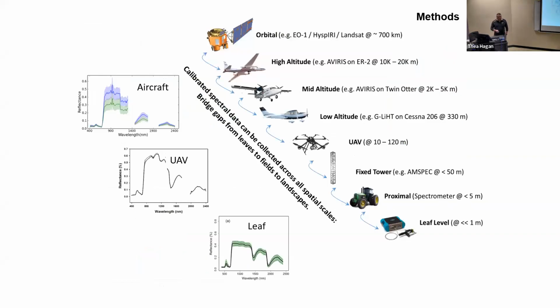And what this allows us to do is to ask a number of different questions. If we can calibrate spectral data from the leaf to the aircraft, or even downward from aircraft or UAVs to leaves, we can collect data across different spatial scales. So we can scale what we measure from a leaf at a very fine scale with control measurement up to a UAV or potentially even satellite information. It bridges this gap that we have from leaves to fields to landscapes in terms of questions we can ask.